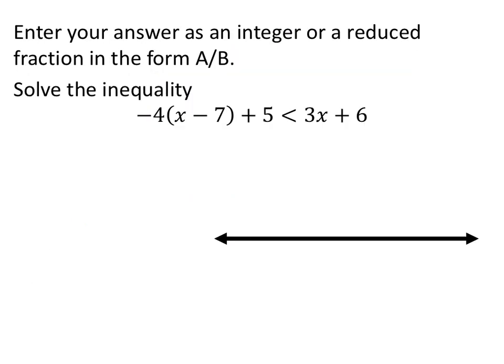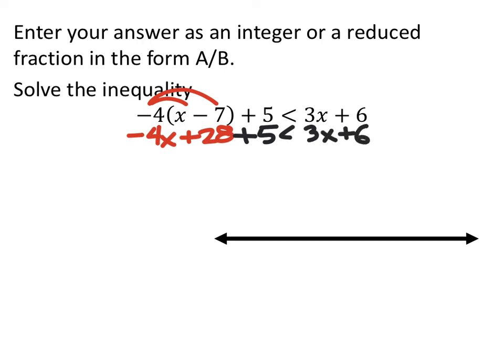Okay, so some distribution on this one. That's not bad. Negative 4 times x is negative 4x, and negative 4 times negative 7 would be positive 28. So again, that comes out as plus 28. Plus 5 is less than 3x plus 6. I'm trying to make it small so I can have enough space to use that graph. Combine the two like terms, 28 and 5 is going to make that positive 33. So negative 4x plus 33 is now less than 3x plus 6.